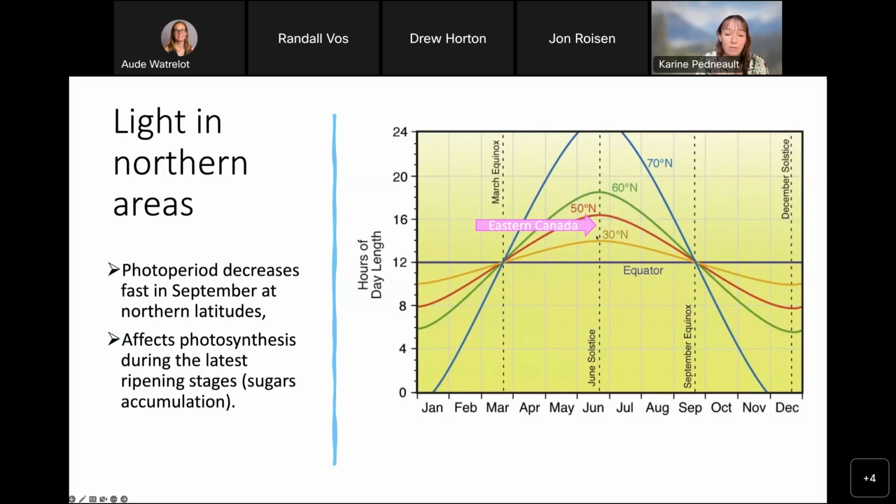So we have a lot of light in June and July, but when we hit August and September, light is decreasing fast. This affects photosynthesis because photosynthesis, as you know, is dependent on light. This is one aspect that we unfortunately don't have control over, but we should keep it in mind when we look at berry ripening.